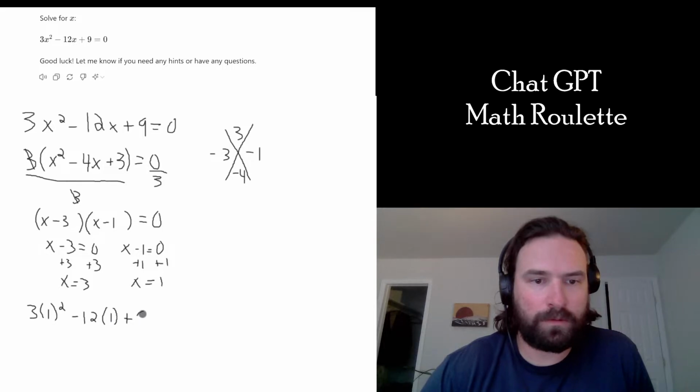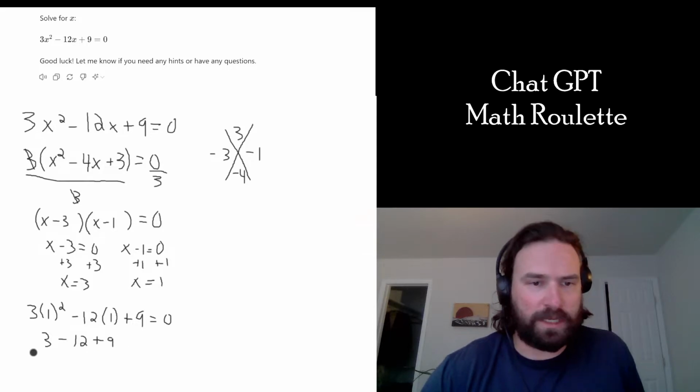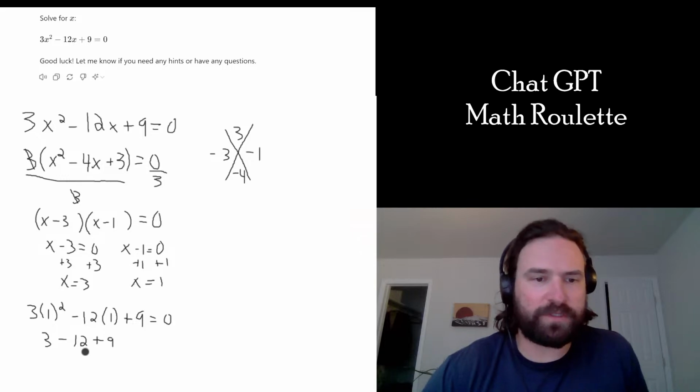Well, 1 squared is just 1, right? Times 3 is just 3. Minus 12 times 1 is just 12. Plus 9. Does that equal 0? Well, 3 minus 12 is negative 9. Plus 9 cancels out, and that's going to equal 0.